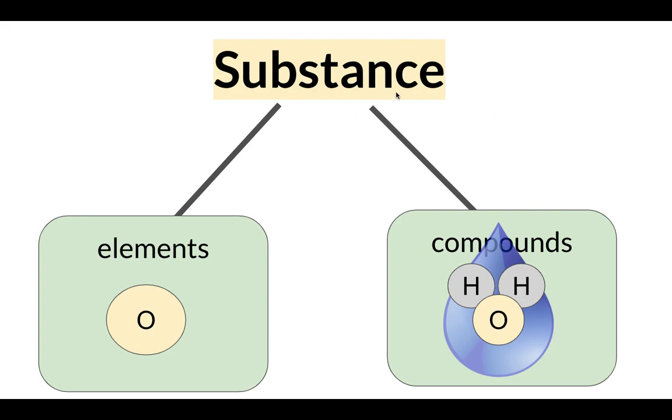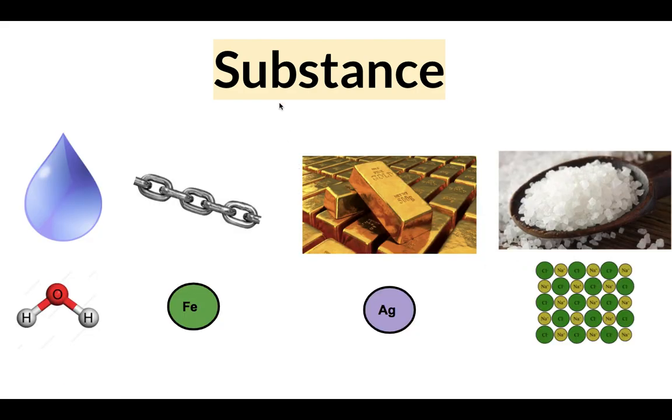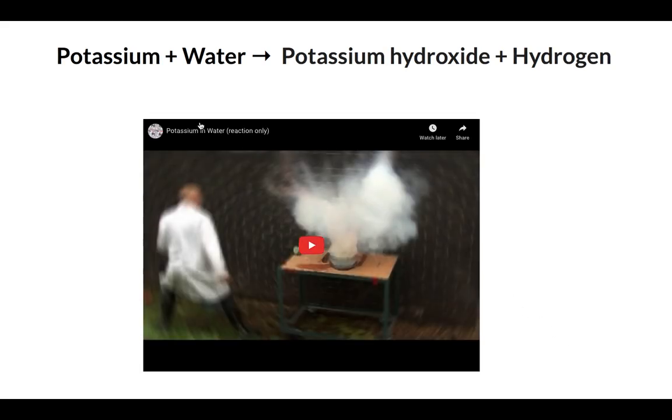The word substance is going to be a very important vocabulary word for today. Remember, a substance could be an element, like oxygen, or a compound, like water. Some examples of substances are water, iron, gold, and salt. Here we have 1, 2, 3, 4 substances.